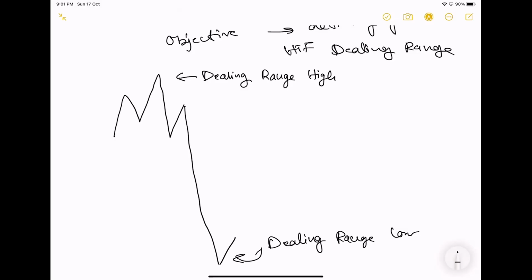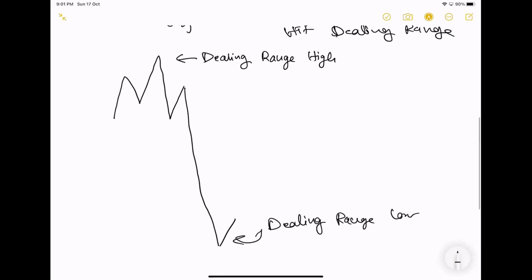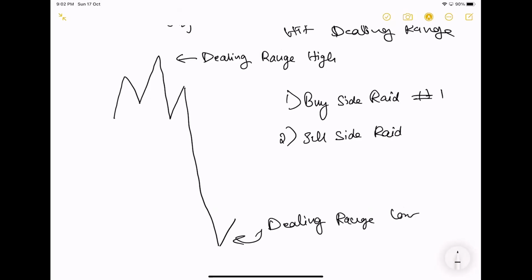So given that we have a dealing range high and a dealing range low, we can then split them into two types. Number one, the one that has a buy side raid first, and number two, the one that has a sell side raid first. The dealing range that has a buy side raid first leading to a sell side raid, what's its nature? Its nature is bearish.